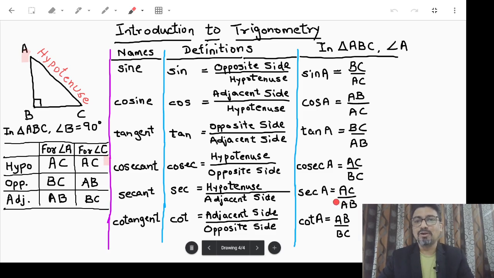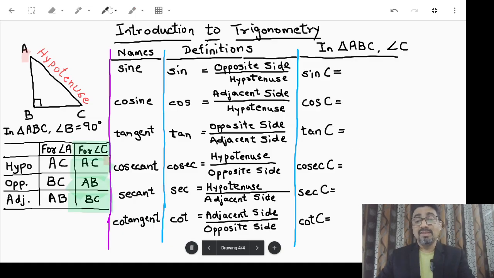And the last trigonometric ratio for the acute angle A, cot A. Definition of cot is adjacent side upon opposite side. And for acute angle A, adjacent side is AB, opposite side is BC. So cot A will be AB upon BC. And now let us define the same six trigonometric ratios for the other acute angle, that is C.